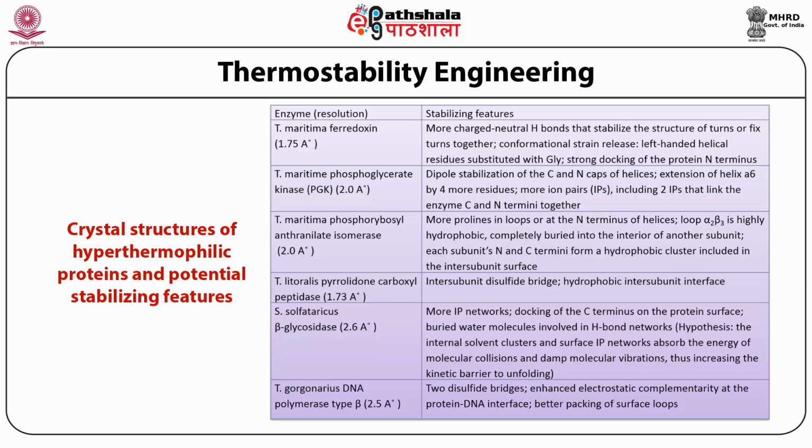Similarly, with the disulfide bridges formed in the enzyme, a greater number of disulfide bridges led to higher stability, and it was seen with the pyrrolidone carboxyl peptidase enzyme. With another enzyme, beta-galactosidase, the number of ion pairs, where two ionic side chains interact, was found to be increased, and it actually led to the higher stability of this enzyme.